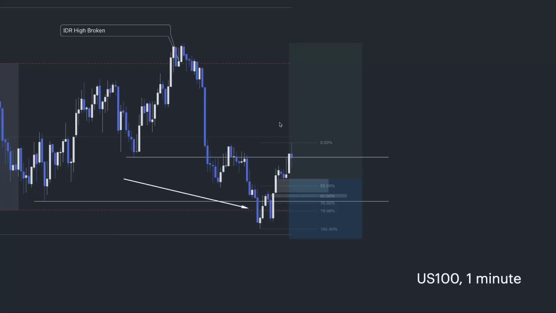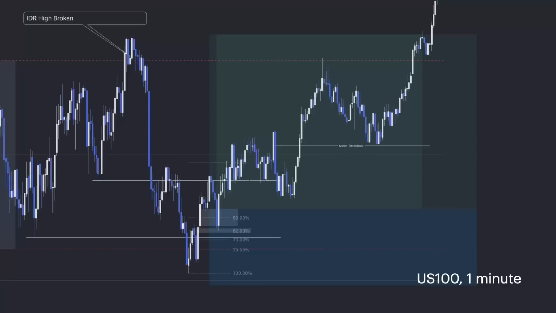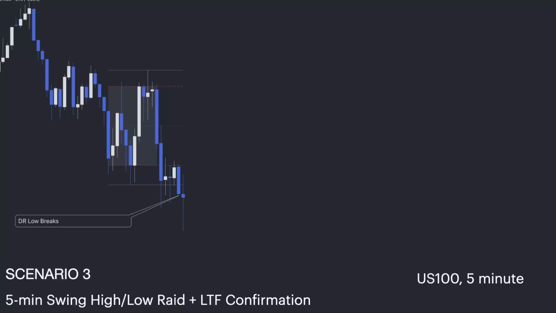For targets, we can see that we have this imbalance right here. We have the IDR high, and maybe we are feeling bullish for whatever reason on the day, and we aim for this high. As you can see, price tags us in and then rallies to new highs on the day. Next example, also on the US 100 5-minute chart.